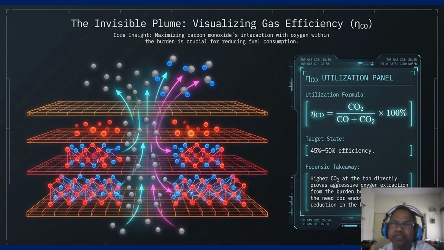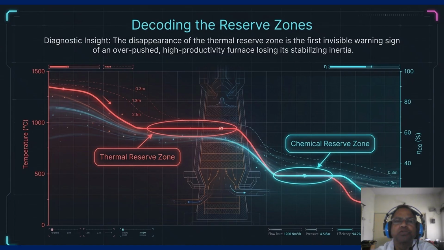Beyond simple efficiency, we must monitor the physical plateaus where this reaction stabilizes, that is the reserve zone. So this graph is your furnace health chart. Follow the red temperature line on the left. Notice those two flat plateaus highlighted in red and blue, the thermal and chemical reserve zones. The diagnostic insight here is a warning. The disappearance of that thermal reserve zone plateau is the first invisible sign of an overpushed furnace.